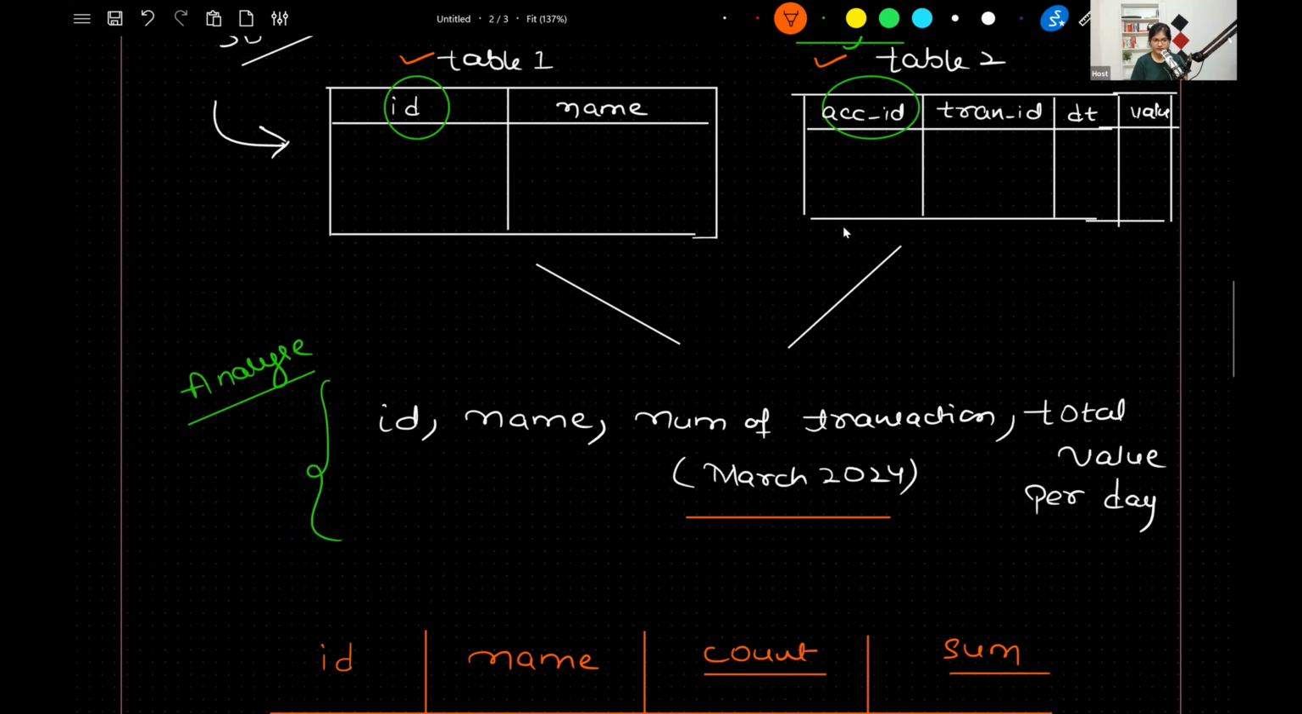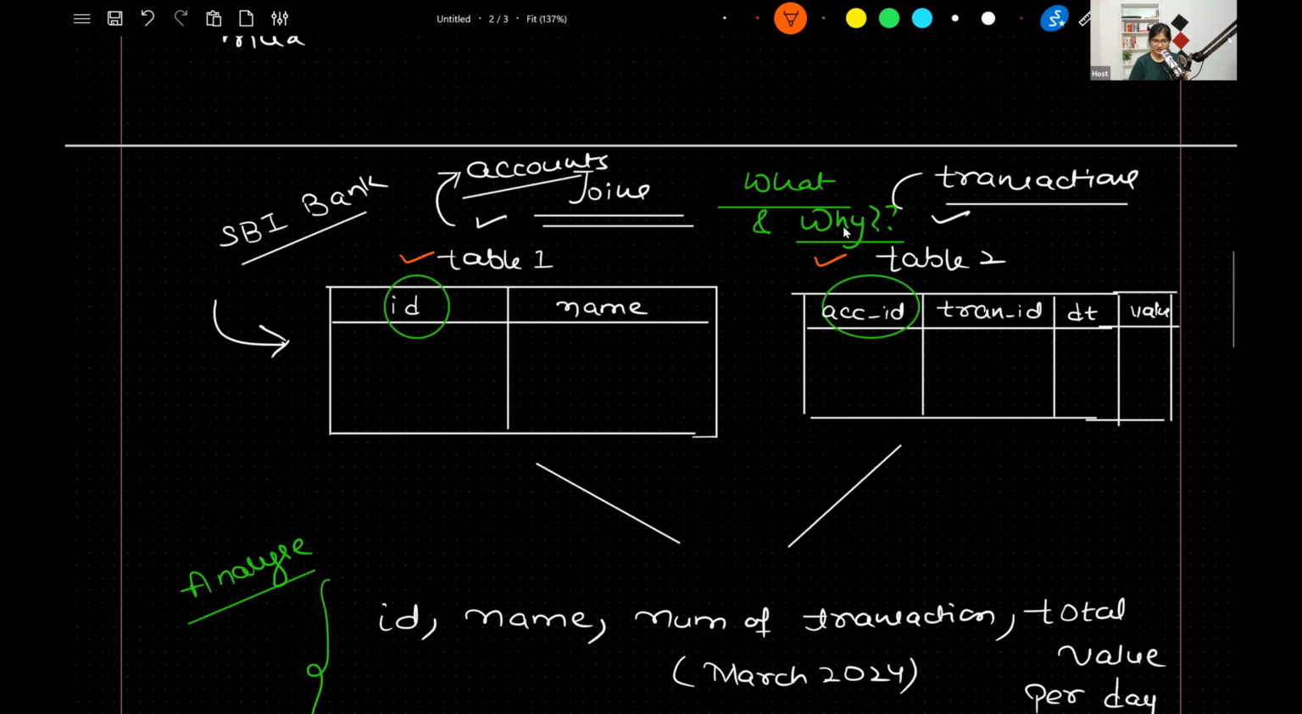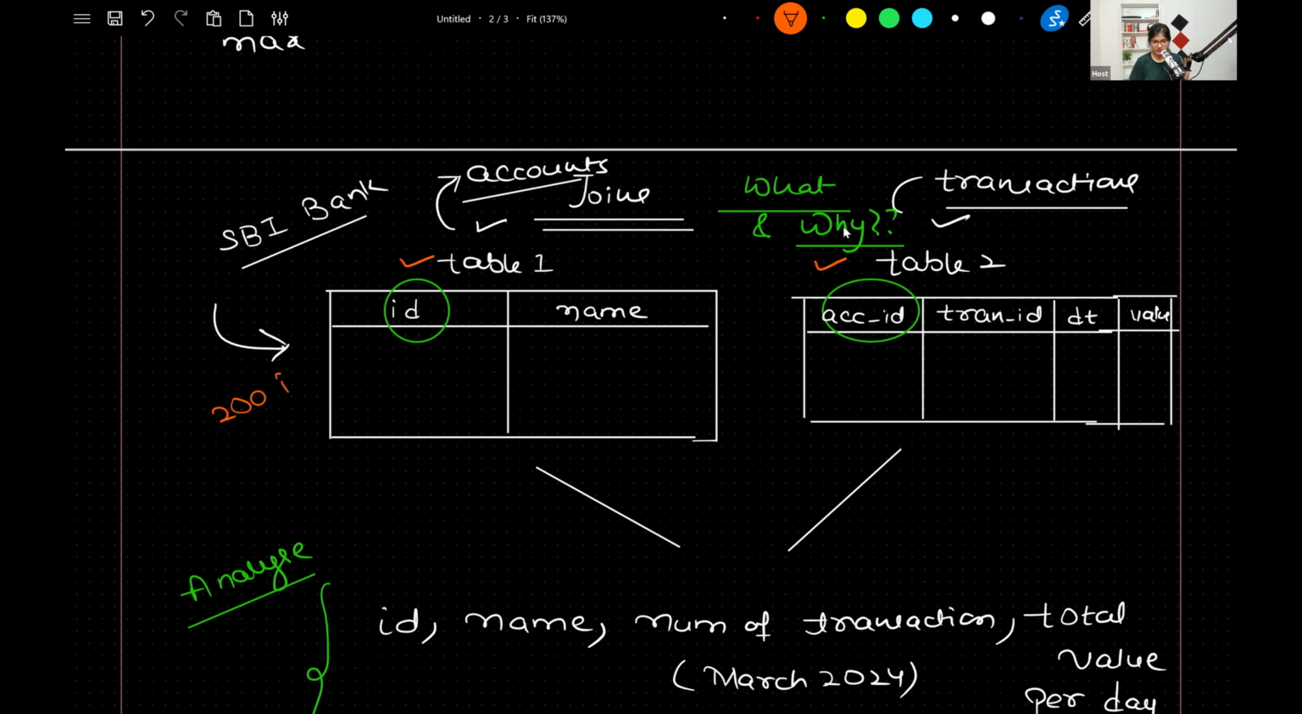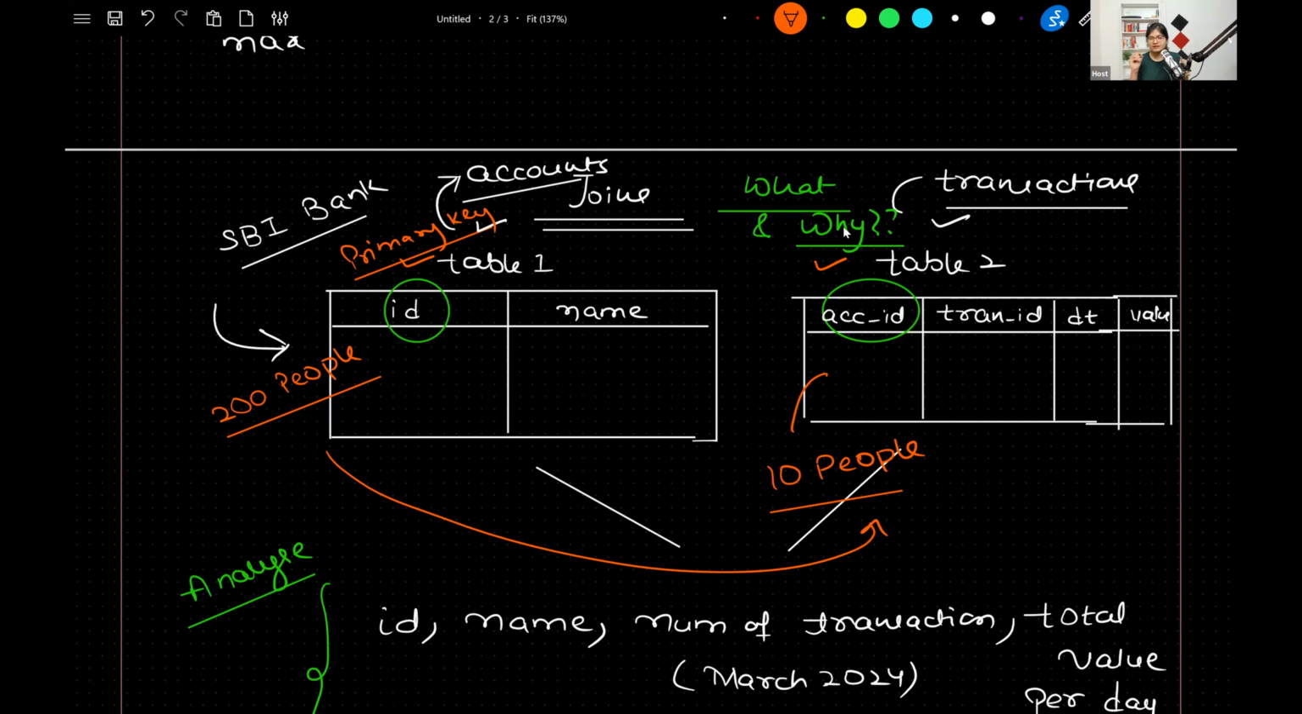Let's say in table 1, in SBI Bank, let's suppose 200 people are the customers of SBI Bank. So 200 people have separate IDs. ID is the primary key of those people, right? I'm giving an assumption that 200 people are the customers of SBI Bank having their ID and the name. Now let's say out of those 200 people, only 10 people have done a transaction in the March month. Sorted? 10 unique people have done a transaction in the March month.